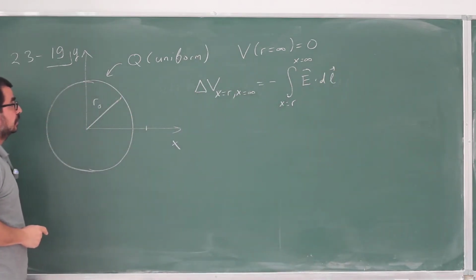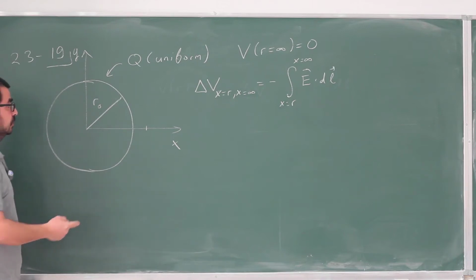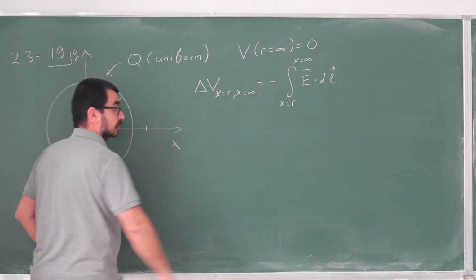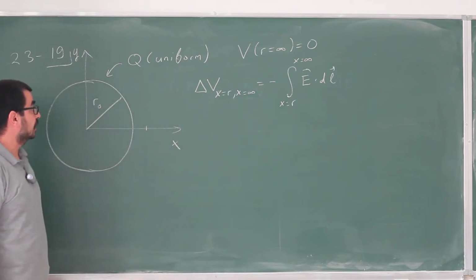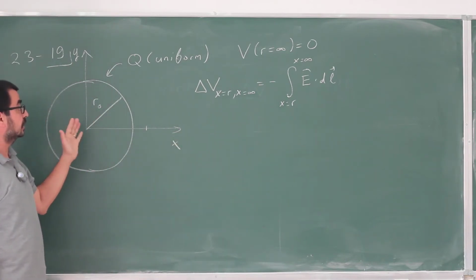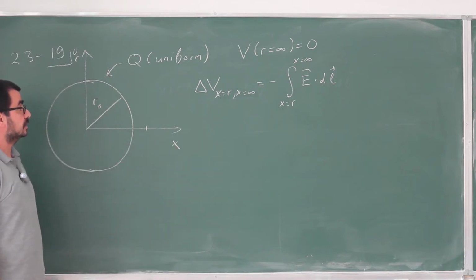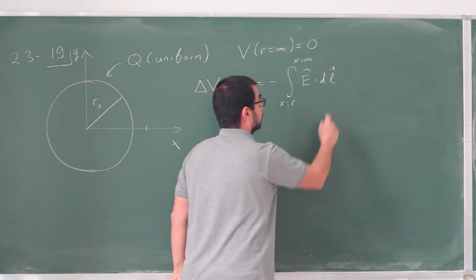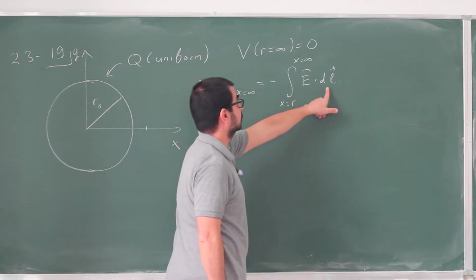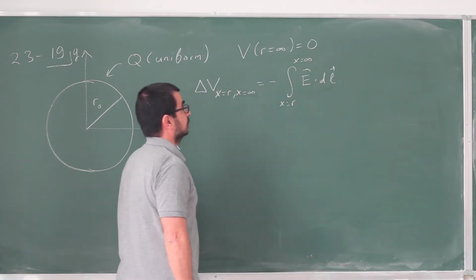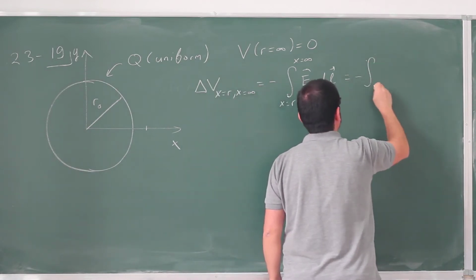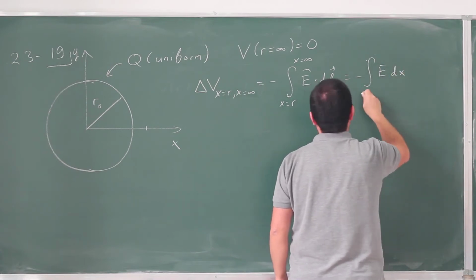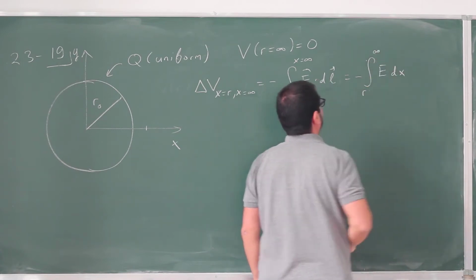Okay? So that dl is going to be just my path as I go from this point to infinity. I can just move on the x-axis. I'm free to choose whatever path that I want. So I'm just going to choose this path to be something along the x-axis, and we know by symmetry that the electric field should also be along the x-axis. So this dot product becomes a simple product because these two are parallel to each other, and this dl becomes just dx. Okay? So let's do this. I'm going to have minus E dx from r to infinity.